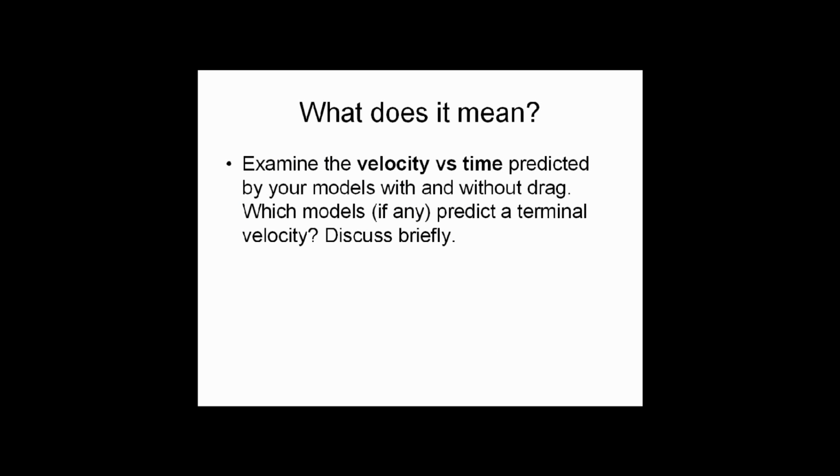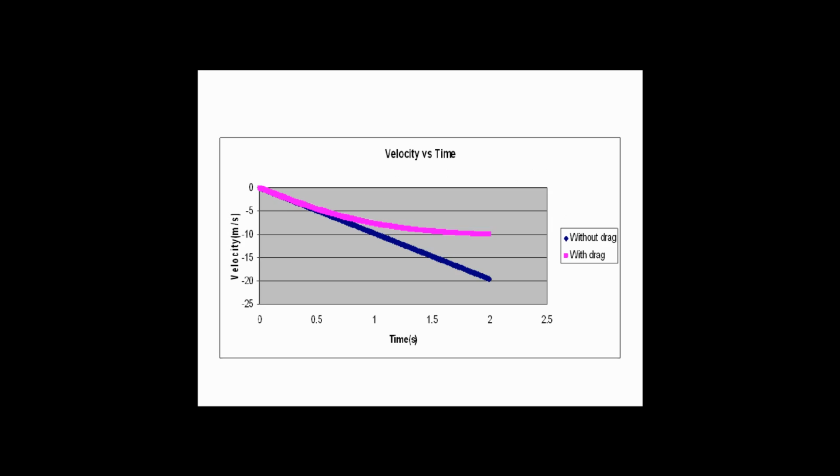The terminal velocity of a falling object is the velocity when the magnitude of drag force equals the magnitude of weight force. Since these two are opposite in direction, the net force is zero and the velocity is constant. The model with drag predicts a terminal velocity. The pink graph, model with drag, approaches a zero slope as t increases, indicating a constant velocity. The blue graph has a constant non-zero slope, indicating a change in velocity.